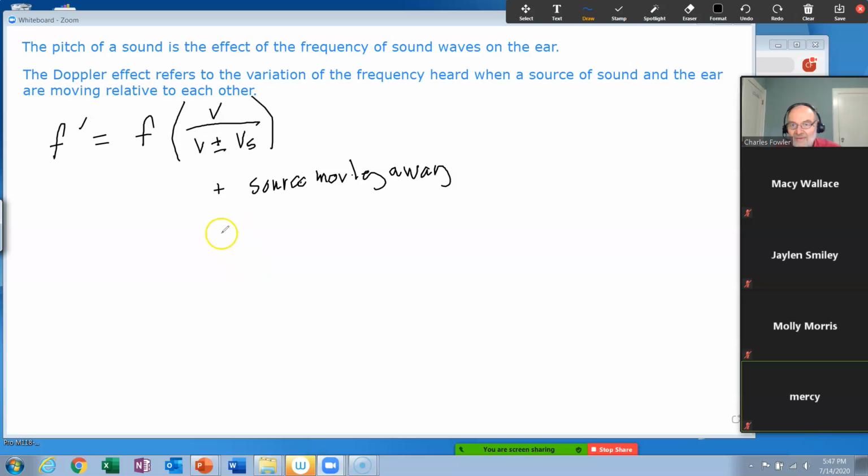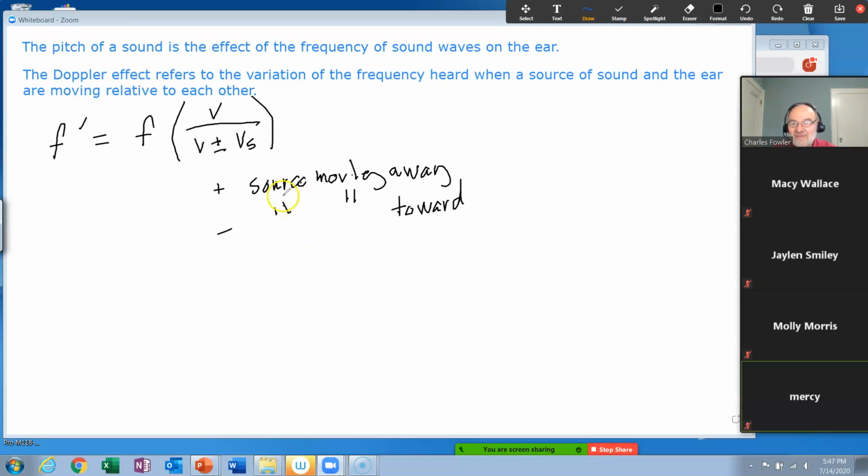Okay? The minus sign is used when the source is moving toward the receiver, your ear. Okay? Now, here's why that's true. That may sound a little bit like a contradiction, or why is that the case? But think about this.